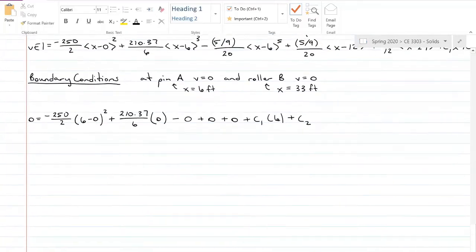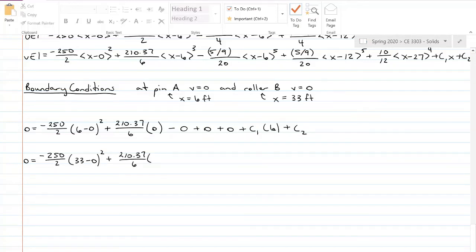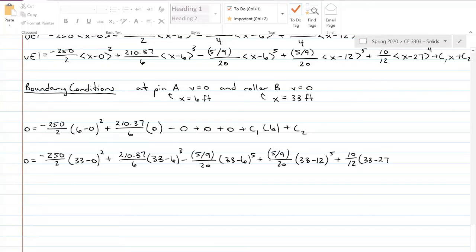And then I will have my roller equation. So the roller is equal to 0 at 33. So everybody gets to play with this one. 250 divided by 2 times 33 minus 0 squared plus 210.37 divided by 6 times 33 minus 6 cubed minus 5/9 over 20 times 33 minus 6 to the 5th plus 5/9 over 20 times 33 minus 12 to the 5th plus 10/12 of 33 minus 27 to the 4th plus C1 times 33 plus C2. Okay.